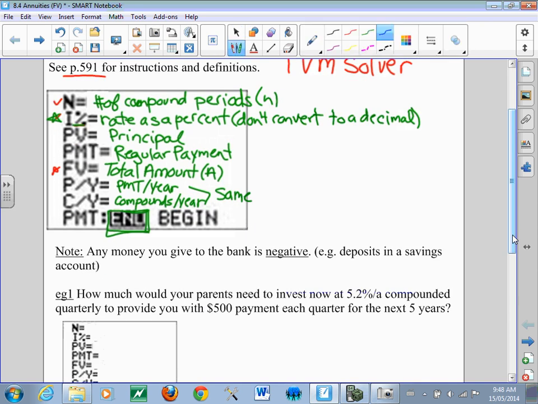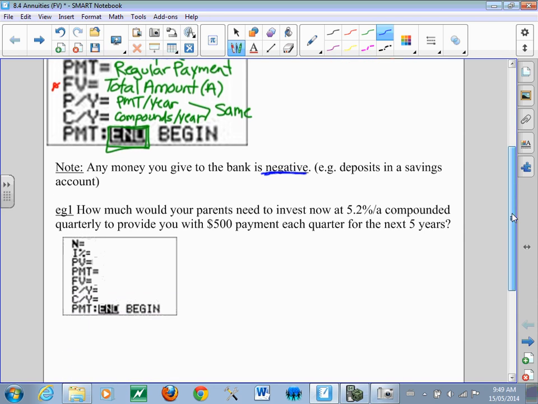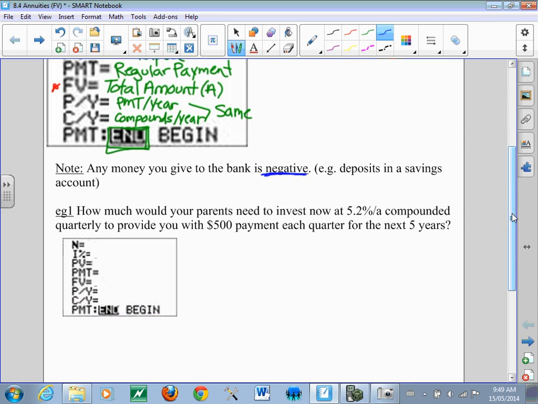Any money you give to the bank is negative. And deposits, for example a deposit in a savings account, are positive, because the bank needs to realize that they owe it to you. So we'll figure that out as we do some examples here. And we plug some things in. Again, this is just an exercise in showing you one type of annuity calculator. Again, you've got them on the website. There's several apps. I'm sure you can get an annuity app these days to help you with this.